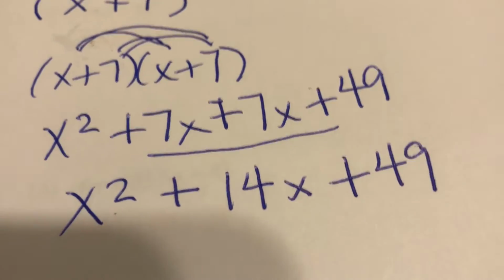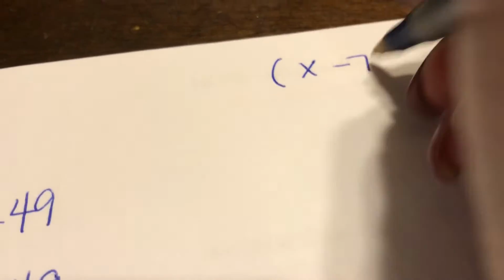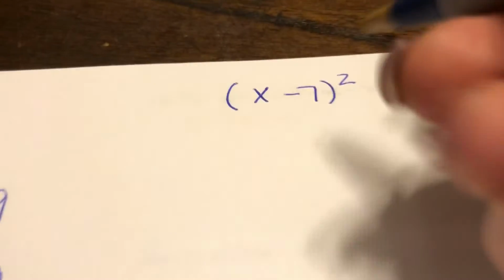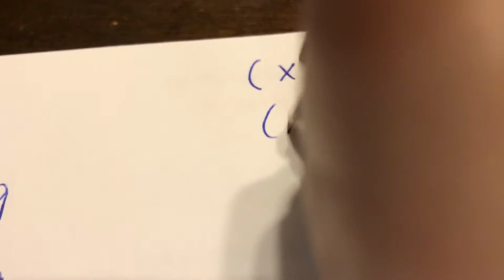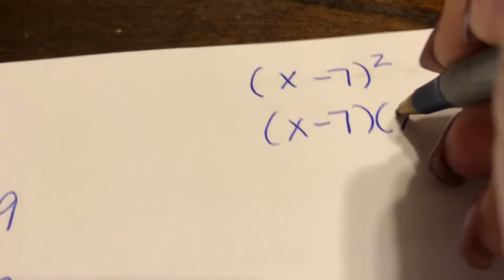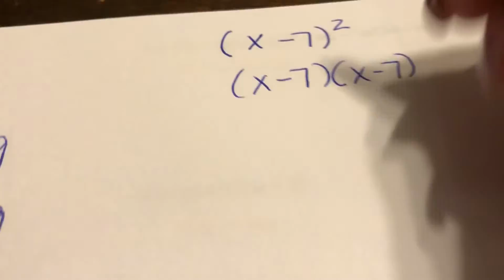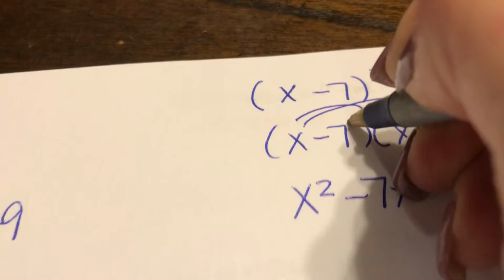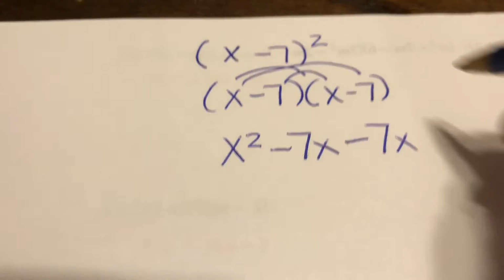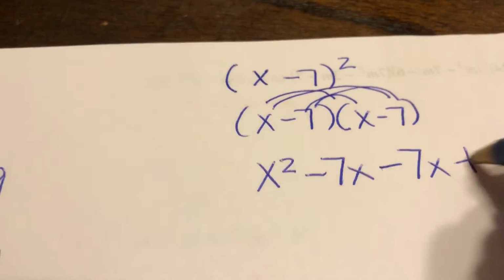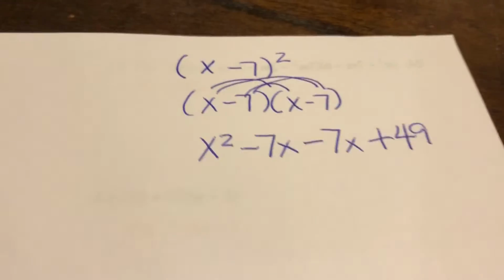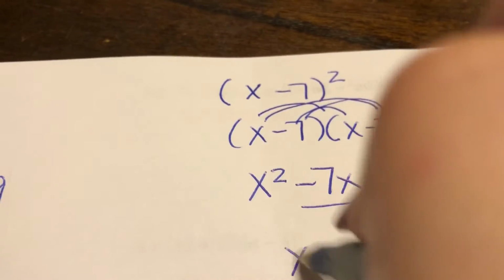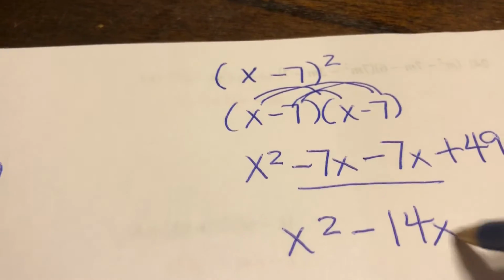Or if you had something that looked like this, if you had x minus 7 with a minus, squared, it would look like this: x minus 7 times x minus 7. You would still FOIL it. It'd be x squared. This, though, would be negative 7x. This would be negative 7x. But a negative 7 times a negative 7 would give you a positive 49. Combine the two middle terms and you get x squared minus 14x plus 49.